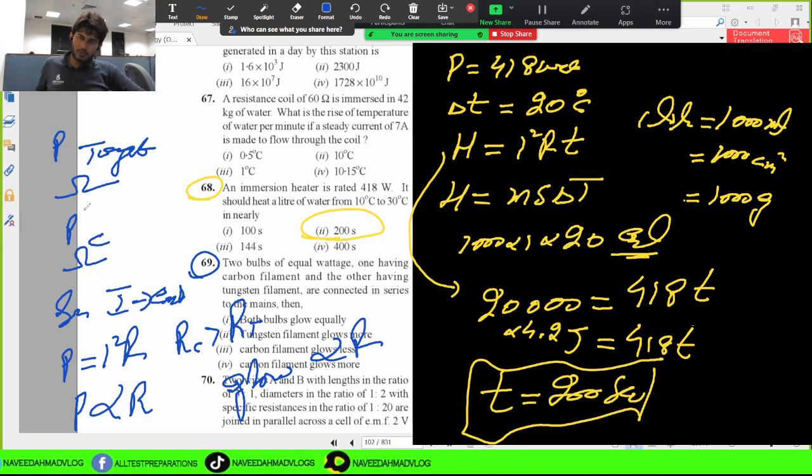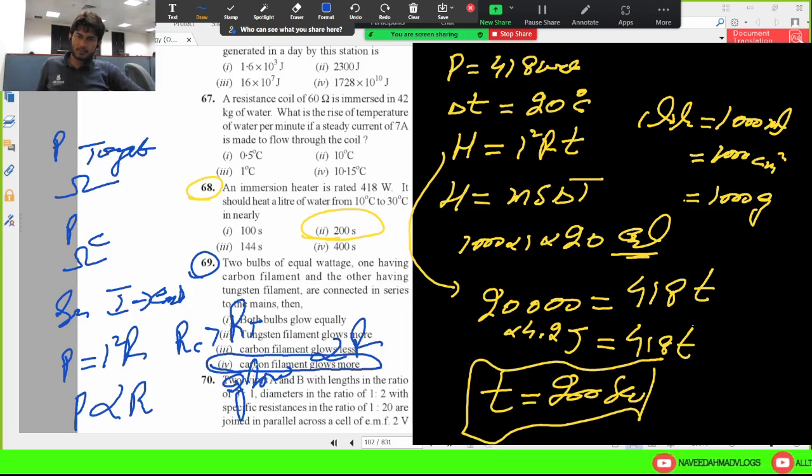Although the power rating is same, the power consumed in this bulb from the voltage source will be greater than the power consumed in this bulb. So that's why this will glow more than the tungsten film. Carbon film glows more, so option 4 will be the correct answer.